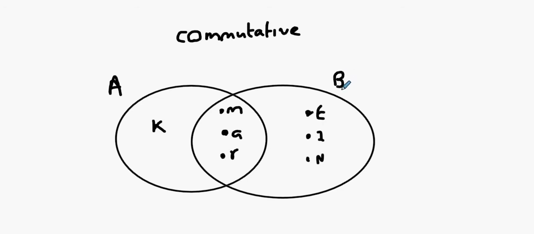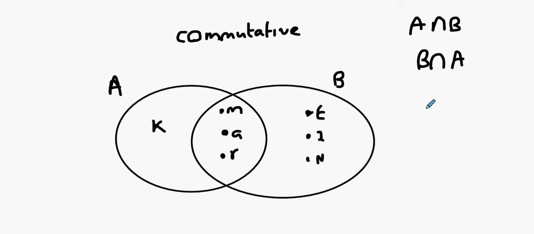Now my question to you guys is this. Is intersection commutative? Is A intersection B exactly the same thing as B intersection A? Intersection is commutative. Everybody got it? Let's try another one. You get the same answer no matter which way they're spun around.